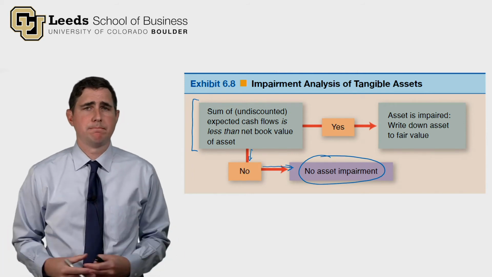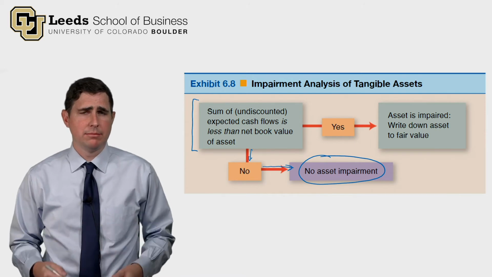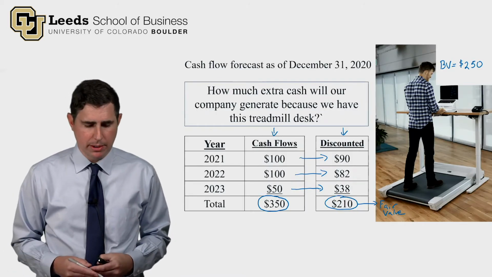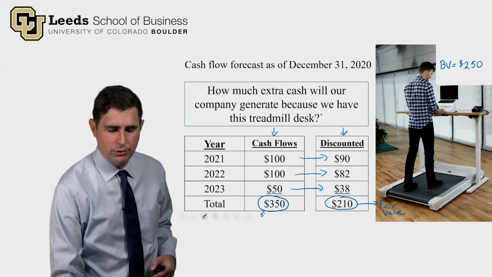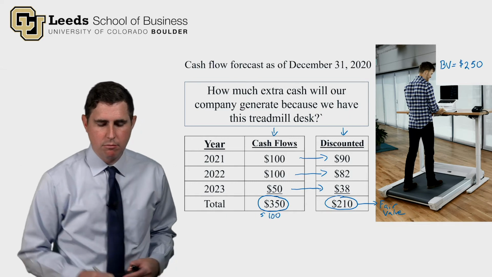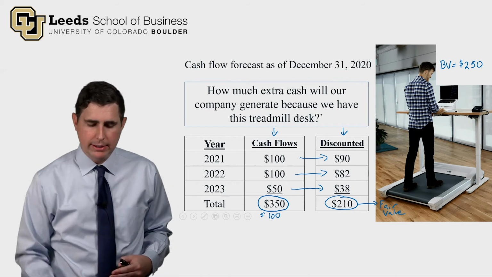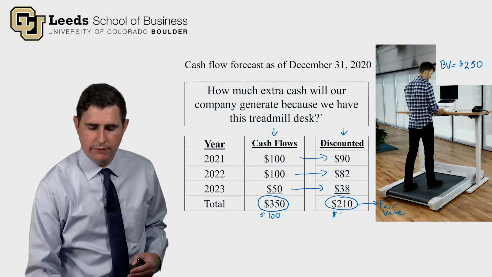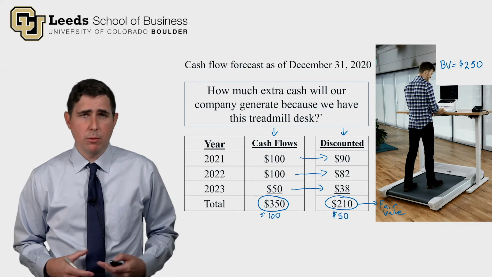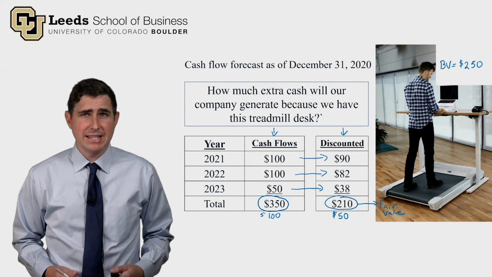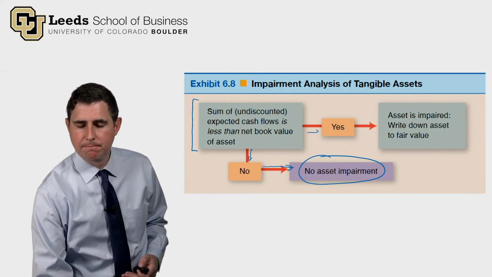That's our scenario. How would we get down the yes line? Well, let's take a look. Let's change our facts a little bit. Let's suppose instead of $350, we get down to $100. And instead of $210, let's say this is only $50. Okay? So let's say these are the numbers that we're dealing with. Is $100 less than our book value of $250? Yes. So we would be going down this line.